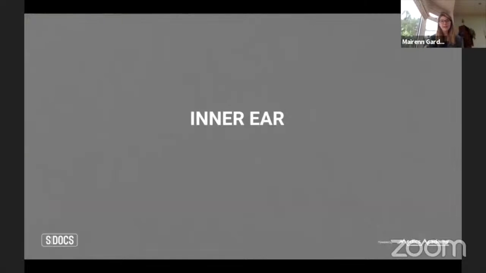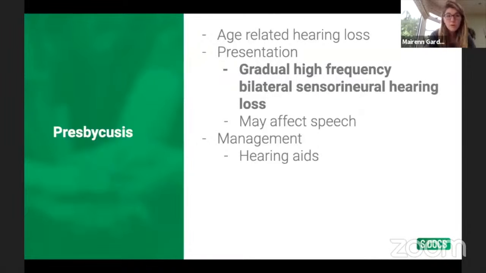So now going on to inner ear causes of hearing loss. Just to repeat myself again, inner ear problems will cause sensorineural hearing loss. So it's a problem to the cochlea or the vestibulocochlear nerve. The most common cause of sensorineural hearing loss is age-related hearing loss. This will occur in most old people. It tends to be quite gradual and develops over time as they age. They most often perceive it when it begins to affect their speech.